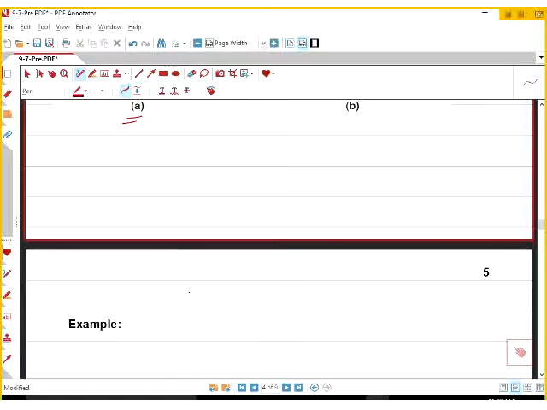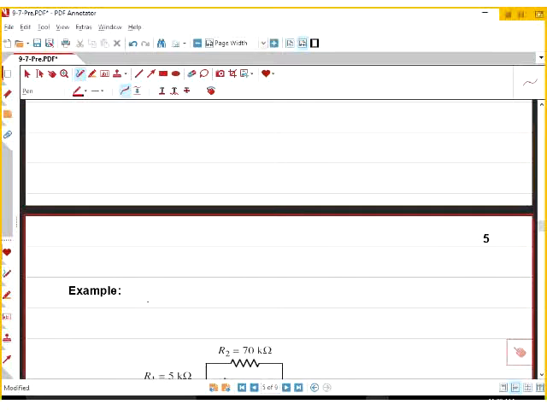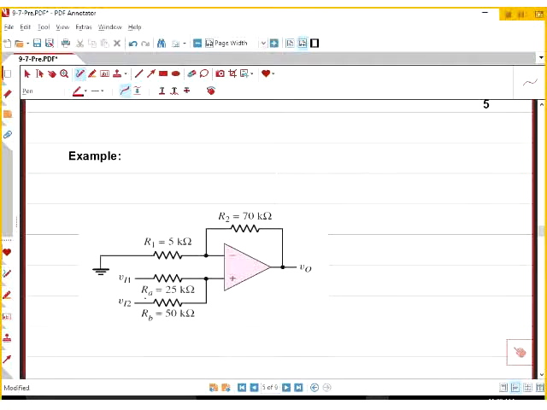We also can have a summing using a non-inverting amplifier. I want to start with an example.